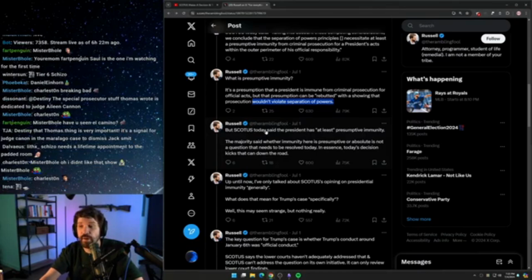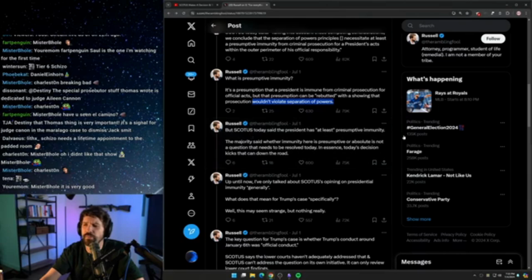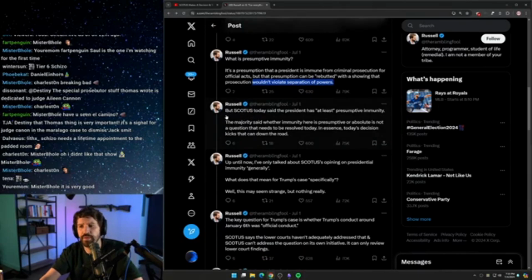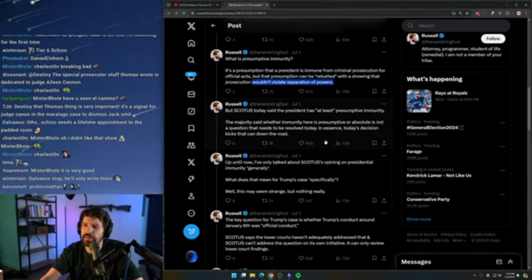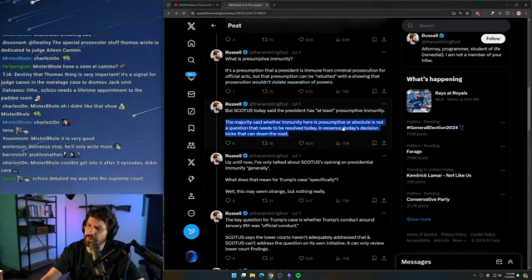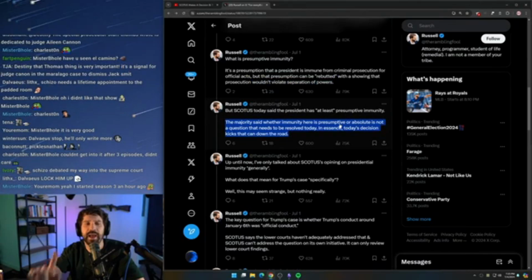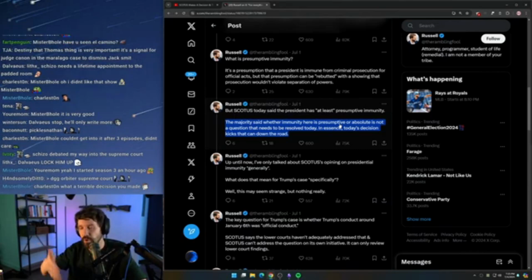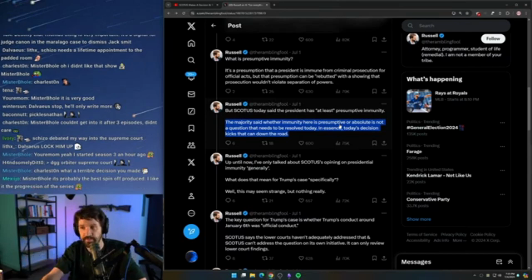But SCOTUS today said that the president has at least presumptive immunity. The majority said whether immunity here is presumptive or absolute is not a question that needs to be resolved today. In essence, today's decision kicks that can down the road. That's not really true. SCOTUS said in Category 1, when he was talking about the AG, that he has absolute immunity for his conversations with the acting attorney general. For Category 2, with President and Vice President Trump and Pence talking, he has presumptive immunity. So the district court needs to overcome that presumptive immunity.